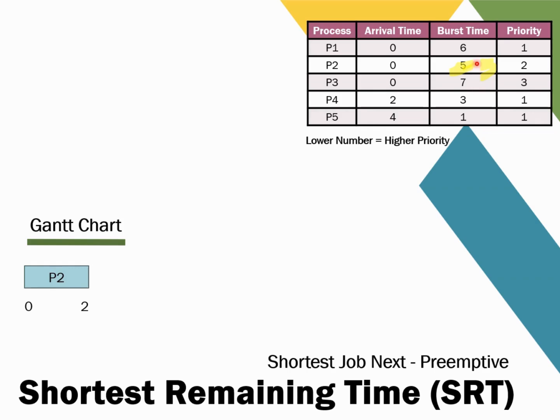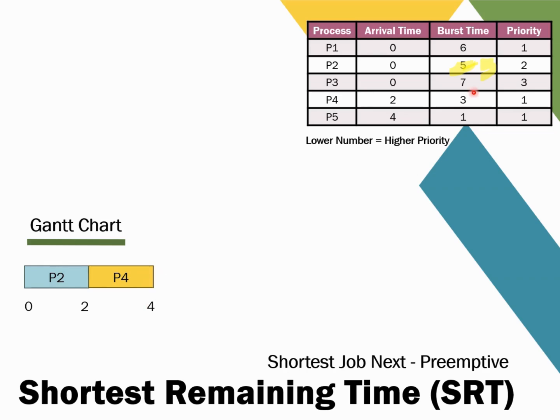So here, when they have the same burst time, we need to allocate the CPU to the process with the higher priority. A lower number means higher priority. So P4 has priority 1 and P2 has priority 2. It means the priority of process 4 is higher than P2. So we deallocate the CPU from P2 and allocate it to P4.